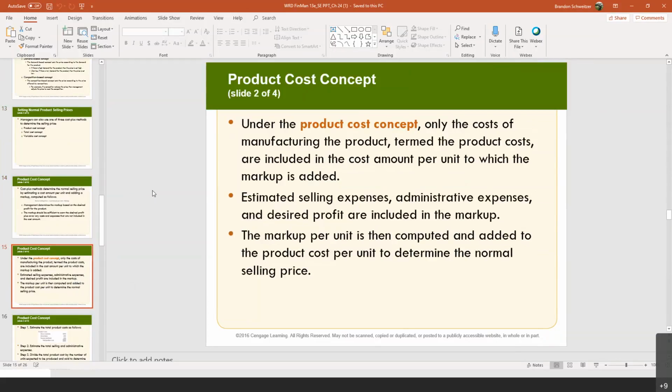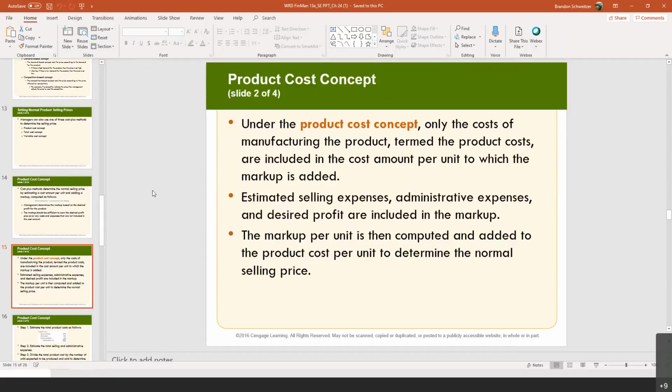So under the product cost concept, only the cost of manufacturing the product, those are your variable costs, are termed the product costs. So in other words, variable costs are product costs. And these, of course, are included in the cost amount per unit to which the markup is added. Estimated selling expenses, administrative expenses, and desired profit should be included in the markup. So, obviously, I want to cover those costs as well, right?